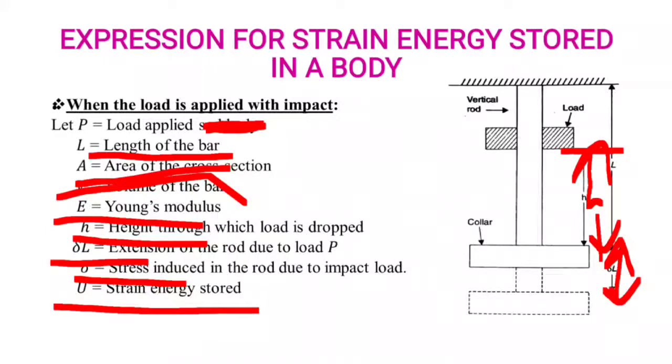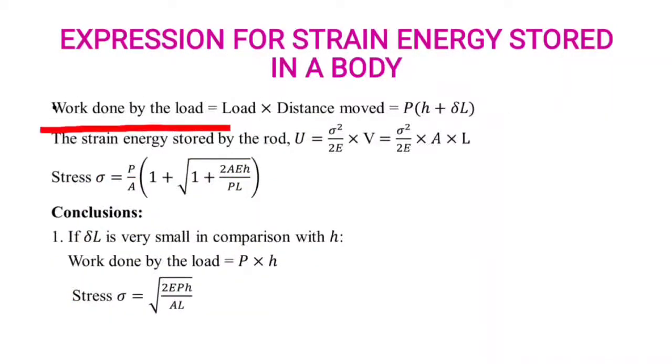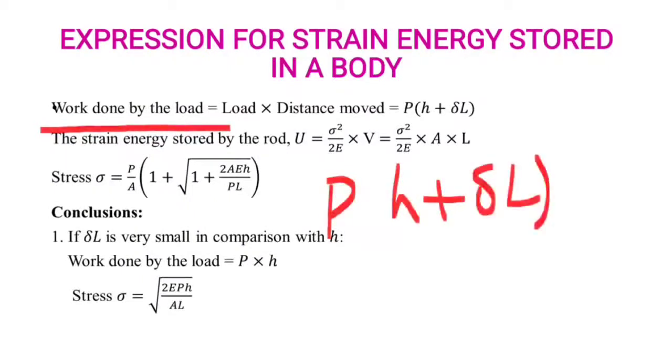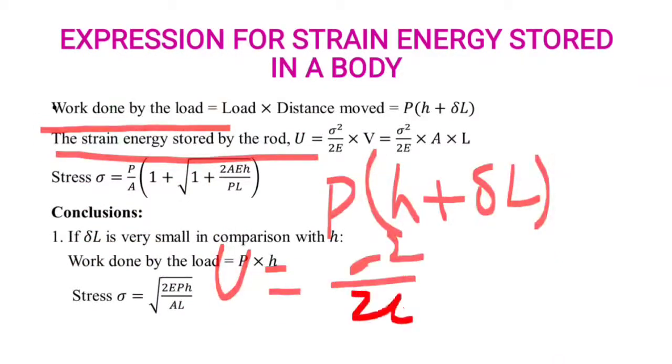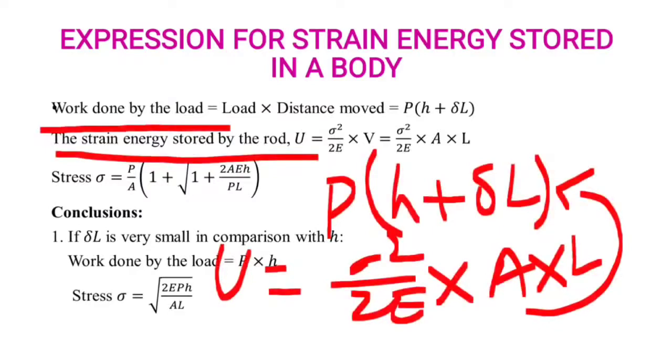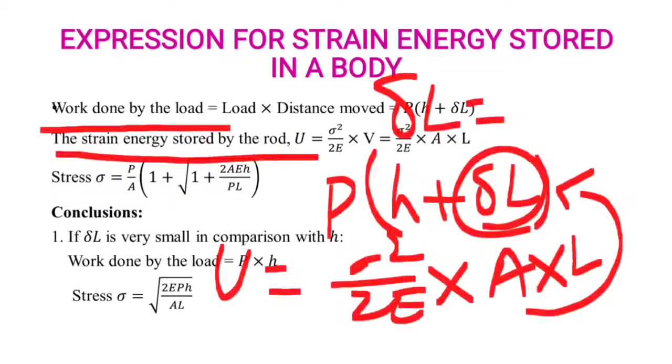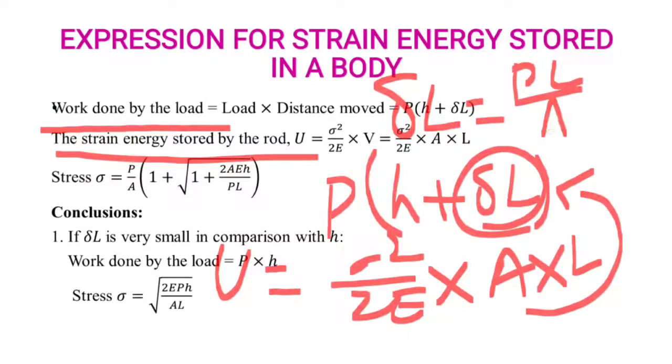Okay, the load is applied. The collar is moved a distance of H plus delta L. We can see work done by the load is equal to load into distance moved, P into H plus delta L. Strain energy stored by the rod is equal to sigma squared by 2E into volume A into L. If you equate this, for the delta L value we can substitute PL by AE, but P by A is stress, so sigma L by E.